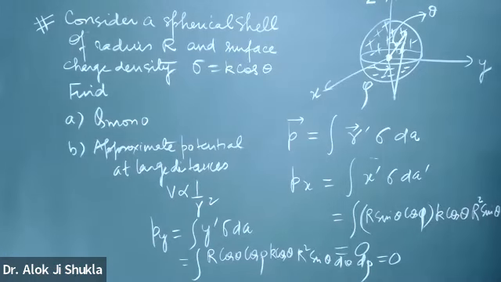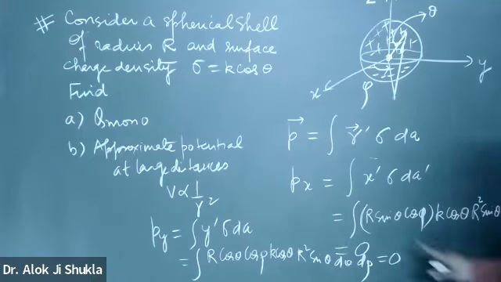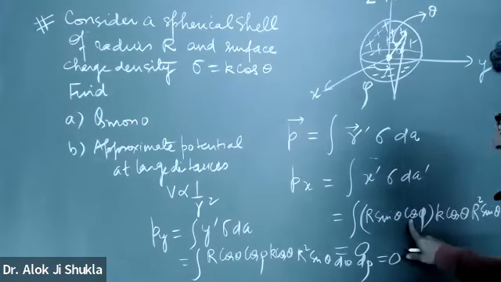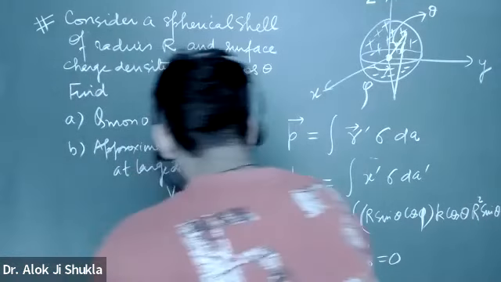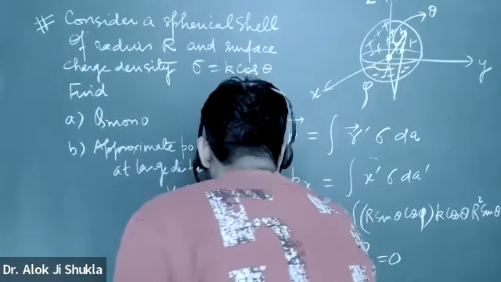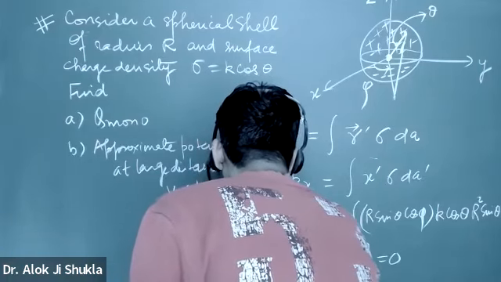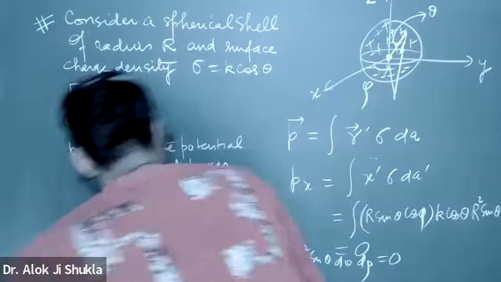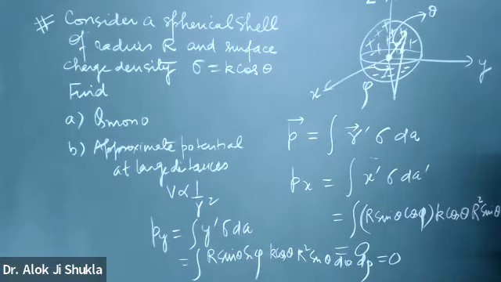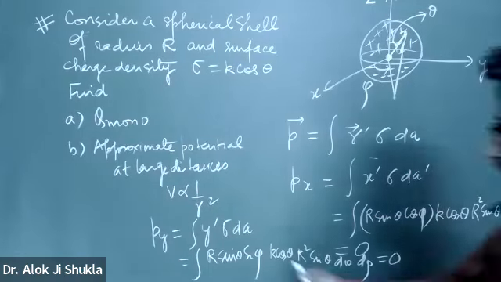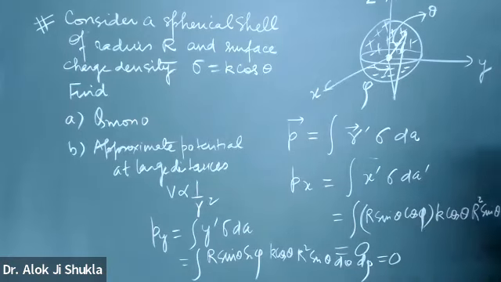Sir, it will be r sin theta sin phi. Yes, sir. Oh wait. Sin theta cos phi, then sin theta sin phi. Oh sorry, this will be sin theta sin phi. So this time sin phi will be integrated from 0 to 2 pi, and that will also be 0. Okay?